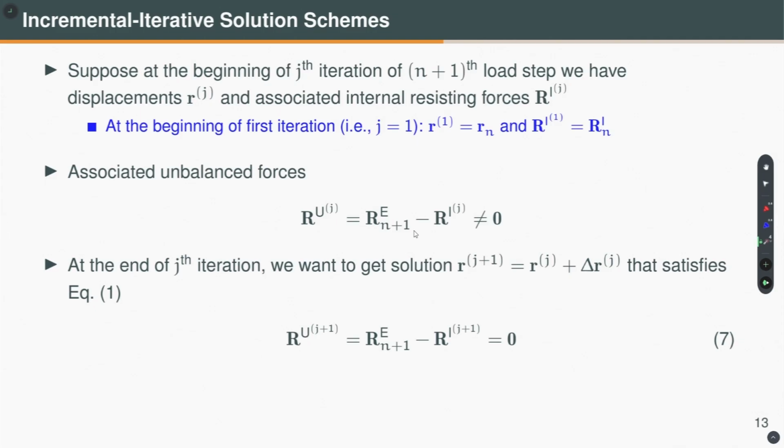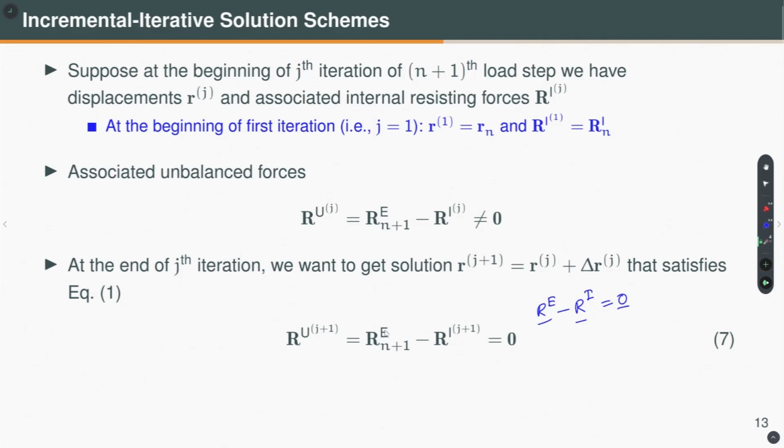At the end of the jth iteration, we want to get solution R j plus 1. So, after the jth iteration, basically we want to determine R j plus 1, where R j plus 1 is equal to R j plus delta R j, that satisfies the equilibrium equation. What is the equilibrium equation? The external force vector minus the internal force vector is equal to 0. These are my equilibrium equations, and I want to satisfy that.